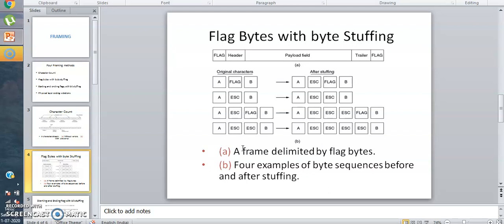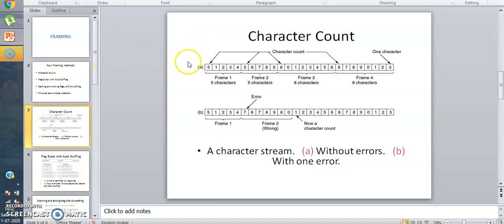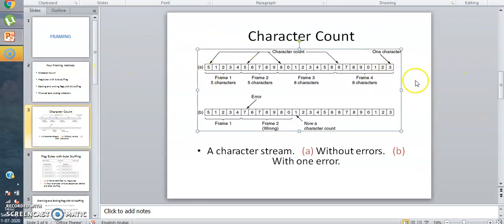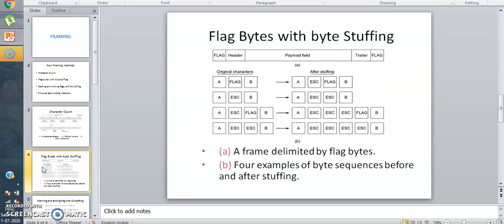Flag bytes with byte stuffing gets around the problem of resynchronization after an error by having each frame start and end with special bytes. Okay, here each frame should start and end with special bytes. In the character count, the starting and ending bytes were different. But in flag bytes with byte stuffing, the starting and ending bytes should be the same, called the flag byte.